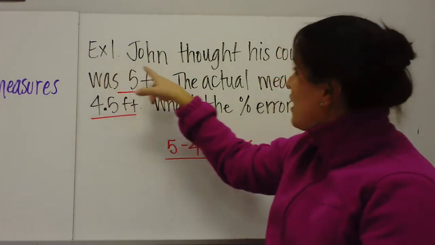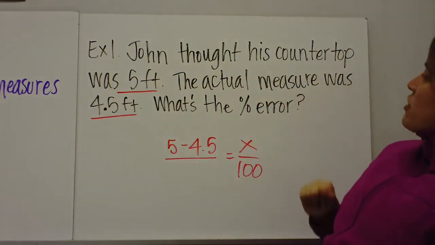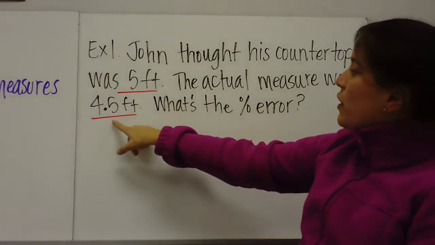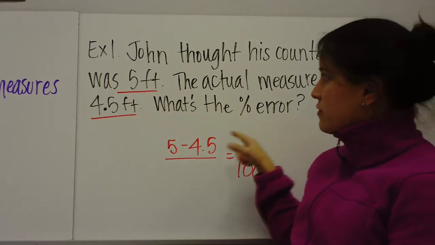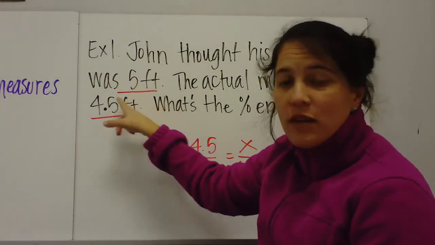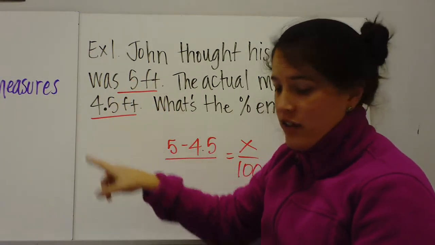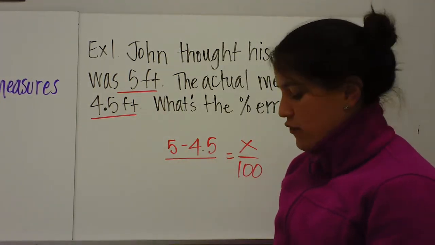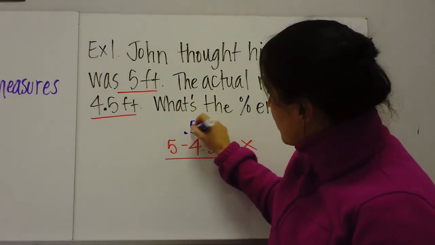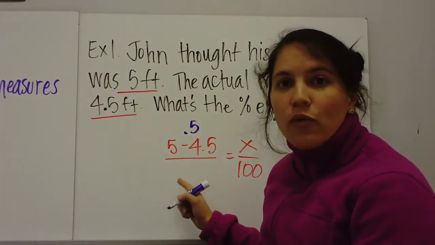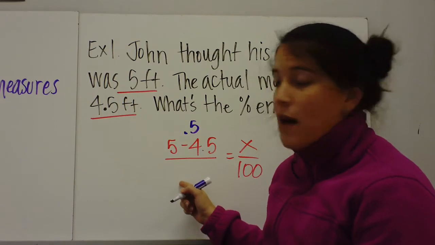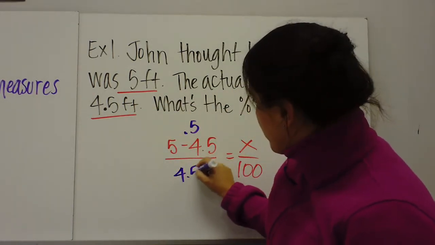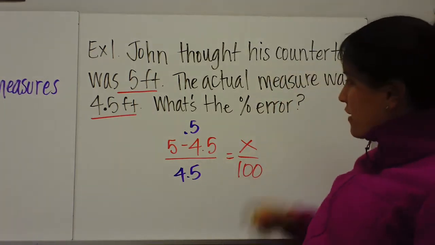All right, so example 1. John thought his countertop was 5 feet. The actual measure was 4.5 feet. What's the percent error? So he thought it was 5 feet, but the actual measure was 4.5 feet. So we're going to subtract the two. 5 minus 4.5, and we get 0.5. And then the actual or the real value, the exact value has to go in the denominator, and the actual value, it says right here, the actual measurement was 4.5. And then equals x over 100.